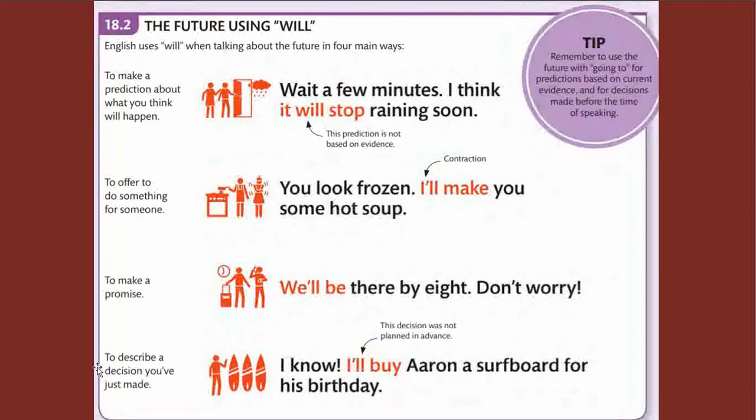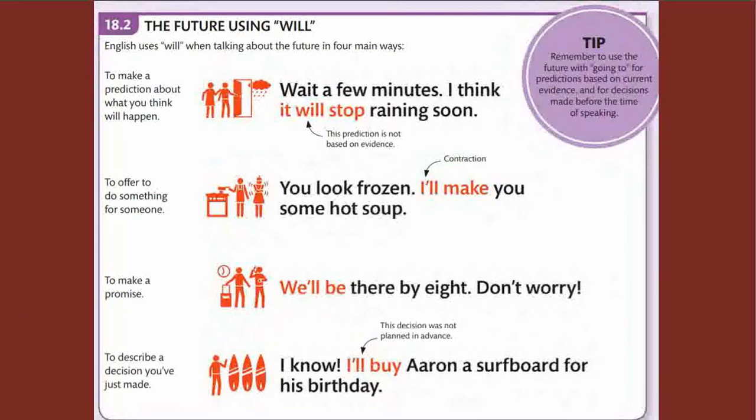The last pointer that we have over here is to describe a decision you have just made. Now, this is a spontaneous decision that you have just made. I know, I'll buy Aaron a surfboard for his birthday. The decision was not planned in advance, it is just made. For that also, will is used. So, will is used for predictions, it is to offer something to someone, it is used for promise, and it is for spontaneous decisions.